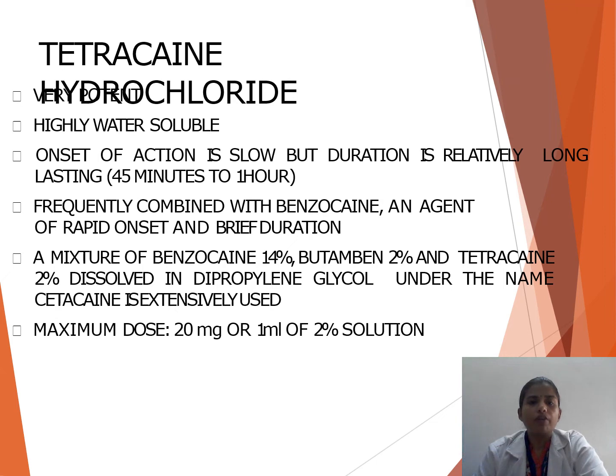Next, we will see about tetracaine hydrochloride. It is very potent and highly water soluble. Onset of action is slow, but duration is relatively long lasting. Frequently combined with benzocaine, an agent of rapid onset and brief duration. A mixture of benzocaine 14%, butamben 2%, and tetracaine 2% dissolved in dipropylene glycol under the name Cetacaine is extensively used. Maximum dose is 20 mg or 1 ml of 2% solution.